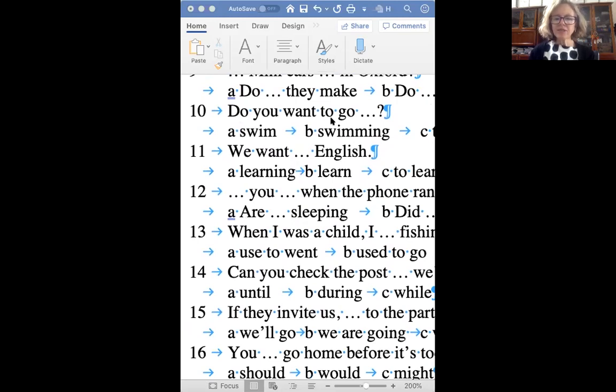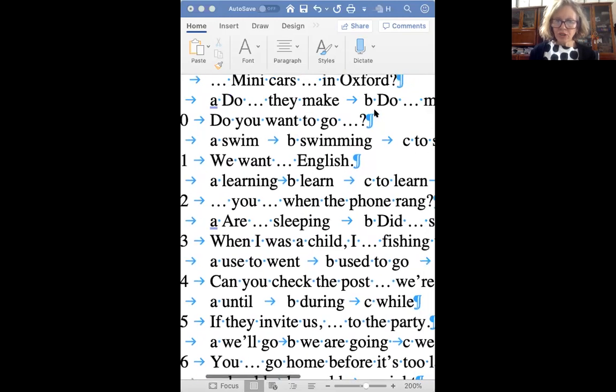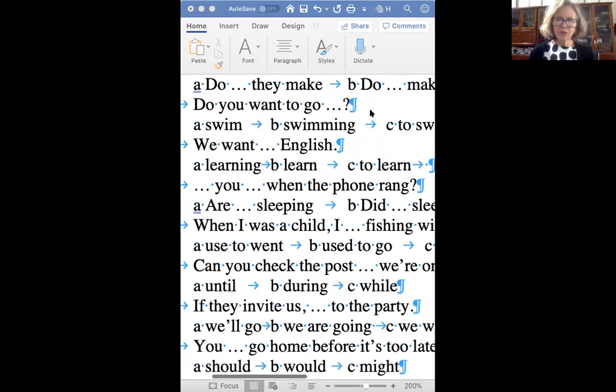Number 10, so remember for want, we use the gerund or the infinitive, which one? Is it want to go or want going? Infinitive, yes, that's right. But after the go, you can use the gerund. So do you want to go swim, swimming, to swim? So want, and then after that we have the infinitive, which is to eat, to dance, to sleep, to brush your teeth.